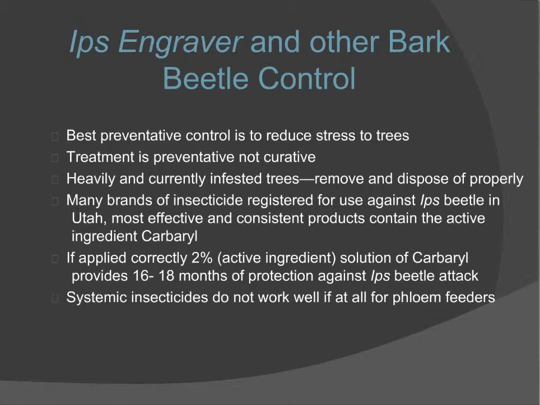There are many brands of insecticide registered in Utah and other states, because I've seen that there are some other states here on this call. You'll have to check your state regulations on registrations. But in Utah, the best and most consistently effective ingredient is carbaryl. Some of you may know that as Sevin. If it's applied correctly, which is a 2% active ingredient solution, it provides 16 to 18 months of protection against Ips beetle attack.